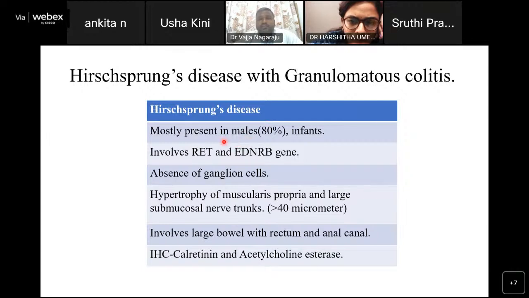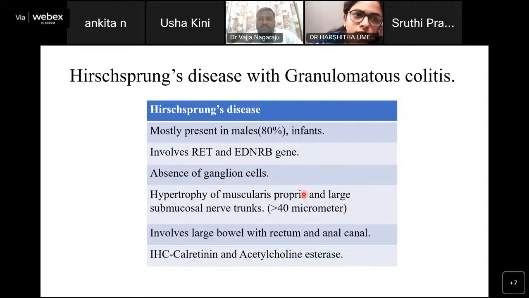First, it is mostly present in males, 80%, and it will be present in neonates and infants. In adults also, it can be present. The involved genes are RET and EDNRB, and there is absence of ganglion cells in the submucosa, while in 50% of cases ganglion cells will be seen in the muscularis propria also. Hypertrophy of the muscularis propria and of the large nerve bundles is seen in the constricted part above the lesion. It involves the large bowel with rectum and anal canal.